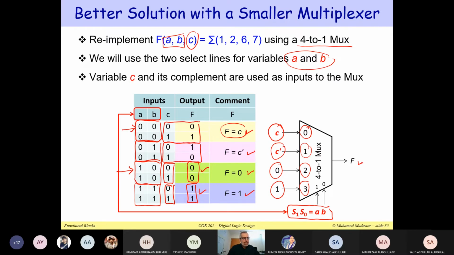And this can be applied to any function, not just this function. You can take any function and use the truth table method that I just showed you, and you can come up with the inputs for this 4-to-1 multiplexer. So we did an improvement, right? Rather than using an 8-to-1 multiplexer, we use a 4-to-1 multiplexer, and we reduced the cost, and we implemented the same function. It's a function of 3 variables. We use 2 variables as select inputs, and the 3rd variable we used as a data input.